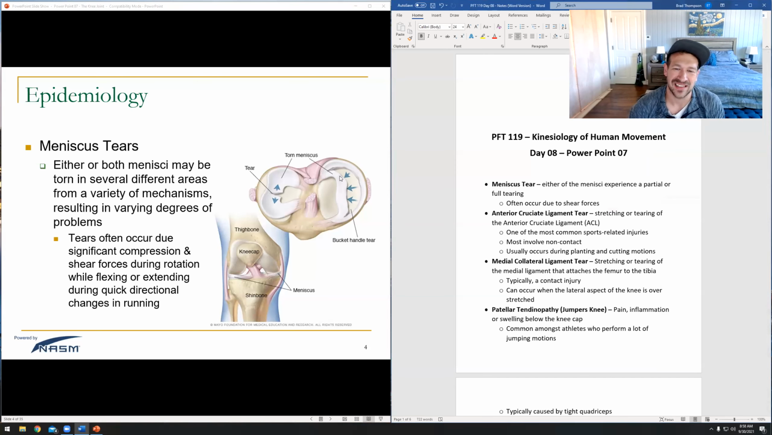But that's the bucket handle tear there. You'll see that sometimes. Those are really severe and a little bit harder to fix.